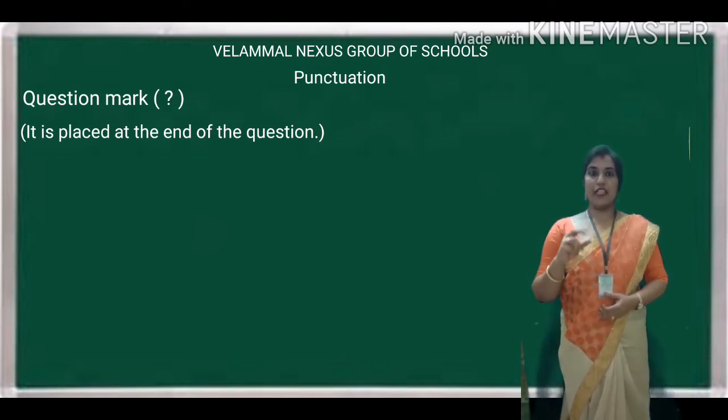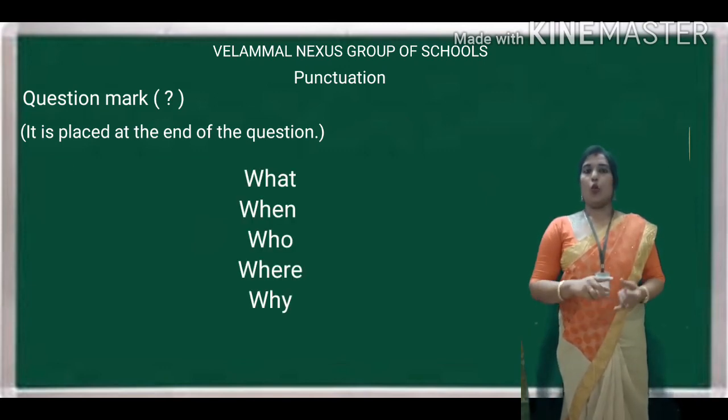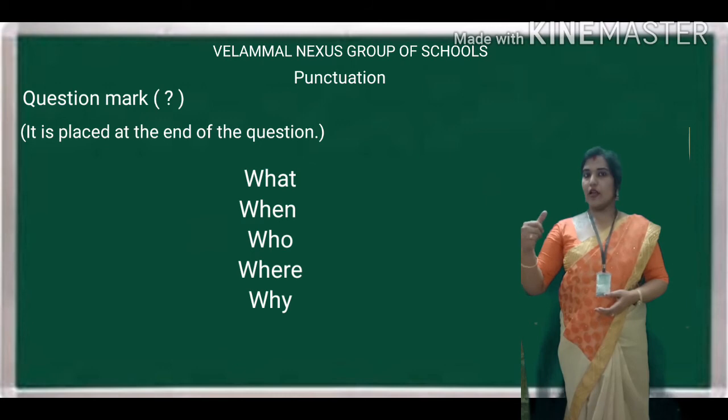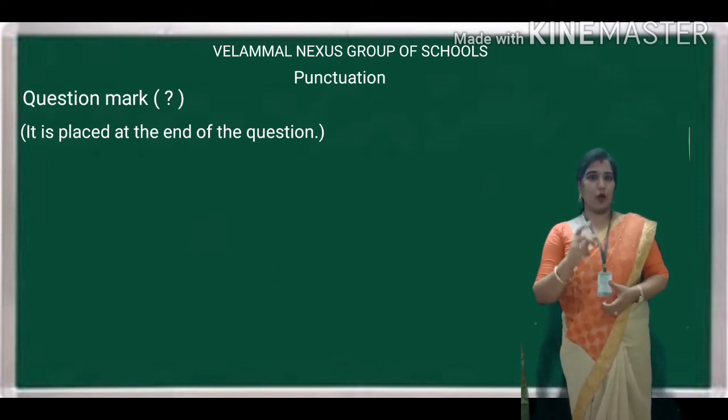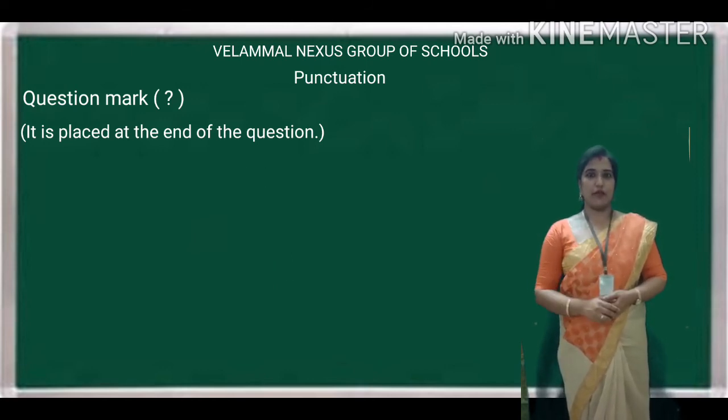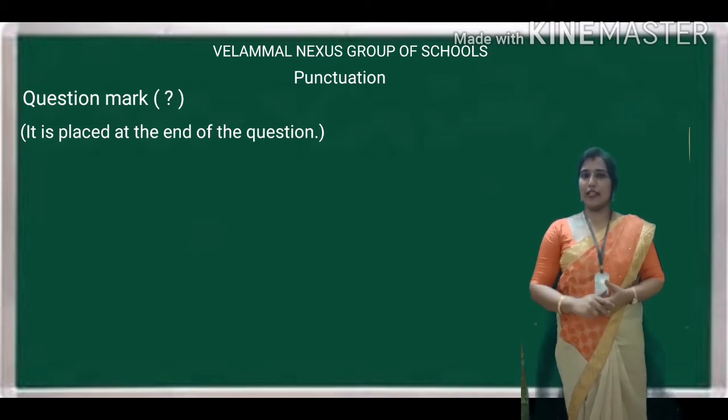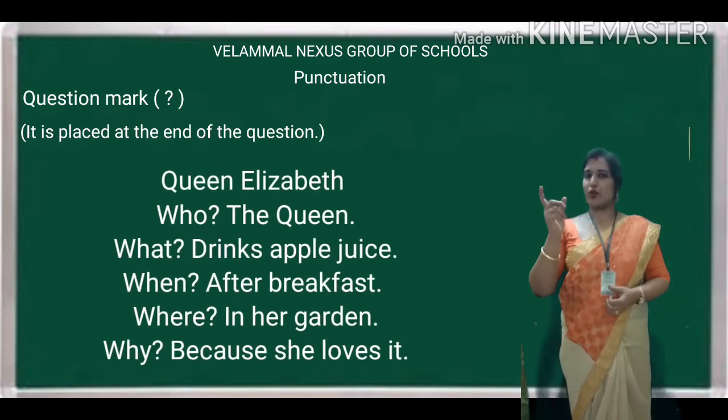Now the main 5 W's are what, when, who, where and why. What are those? What, when, who, where, why. Shall we see a small poem, children? Yes, a small poem with 5 W's. Okay, it's about Queen Elizabeth.